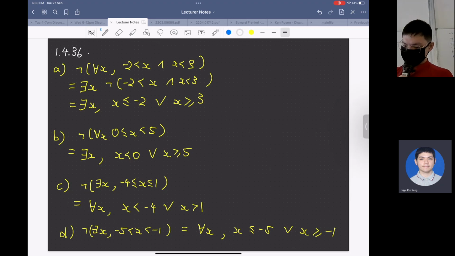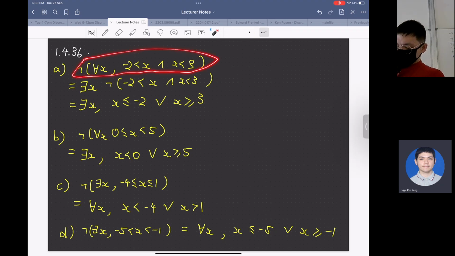Okay, if not, then we go to the next one. 1.4.36. So you want to negate the statement here. For every x, x is less than -2 and x is less than 3. So negate for every, you get there exists. So negate this, a conjunction proposition. What law do you use?